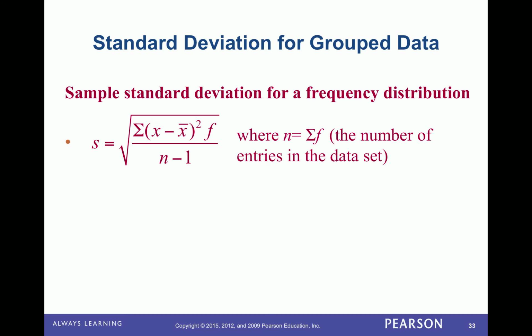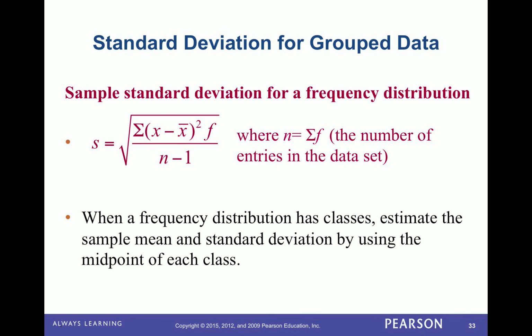Standard deviation for grouped data. The standard deviation for a frequency distribution is the square root of the sum of the squared differences times frequency, divided by n minus 1, where n is equal to the sum of the frequencies. When a frequency distribution has classes, estimate the sample mean and standard deviation by using the midpoint of each class.